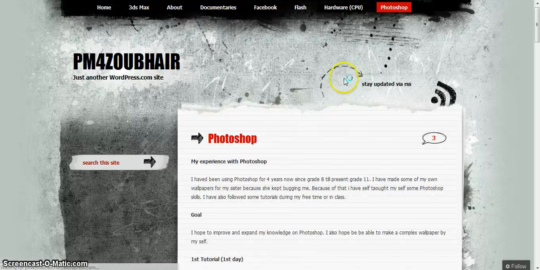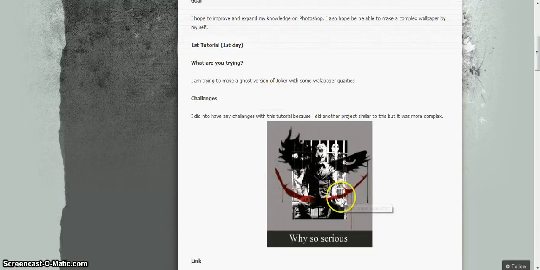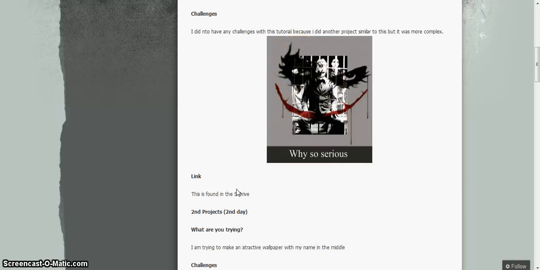The Photoshop unit is one of the units I'm most proud of because I really improved my skills. I learned how to use shortcut keys, which I didn't know last year. And I also made some nice tutorials. This first tutorial is something that I made by myself using my own imagination.